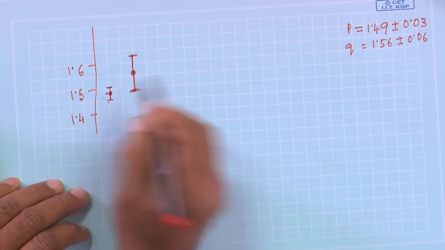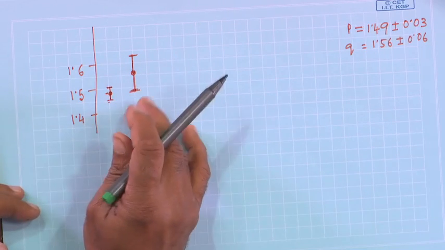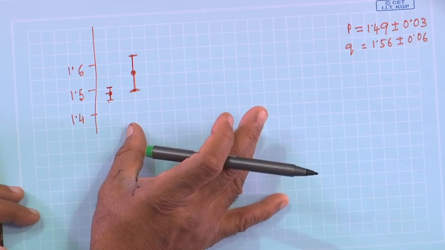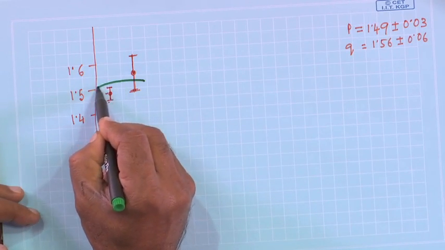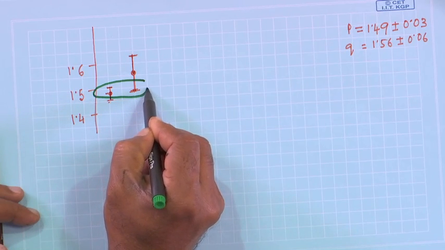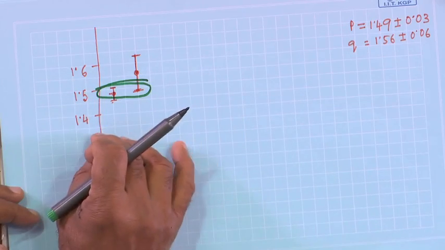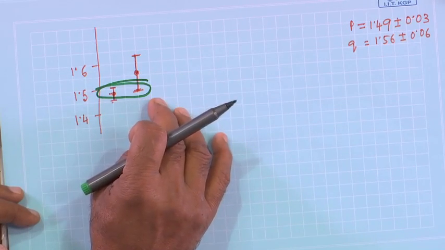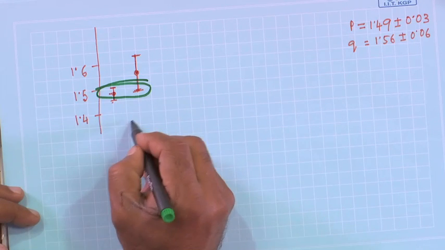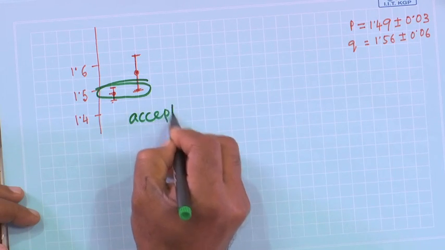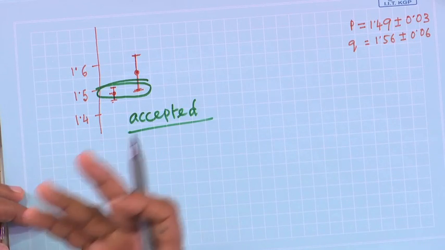Now here you have to see that if these two results are overlapping, then it's an accepted result, a good result. There is overlapping in this region of these two. So if you plot and find that there is overlapping of these two results, then we say this is the accepted result, the good result. This way we compare the result.